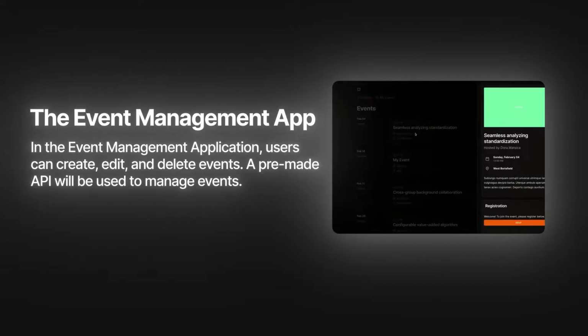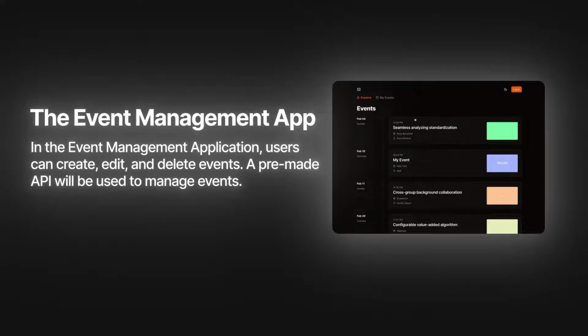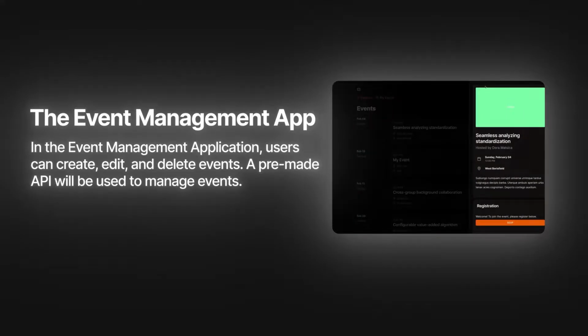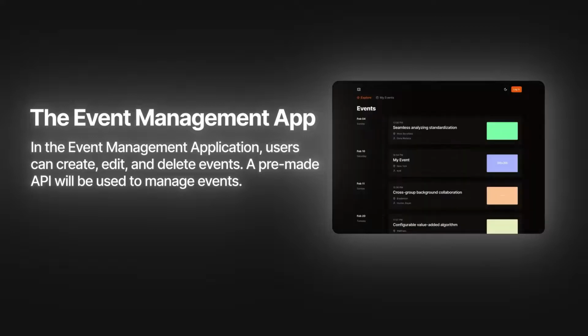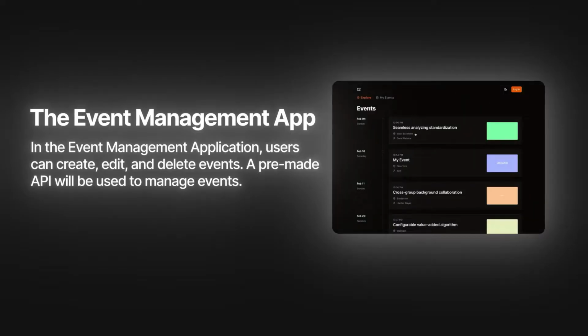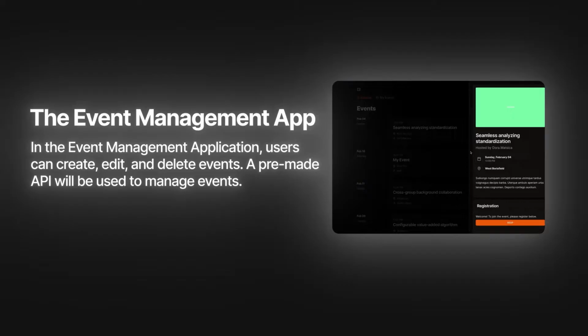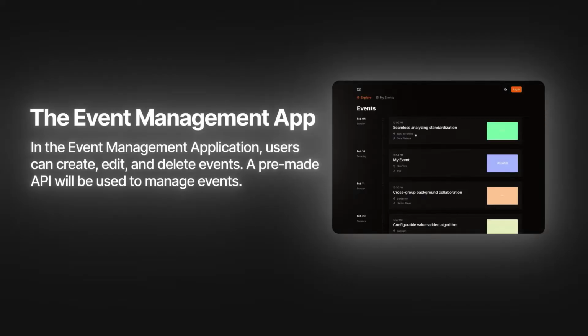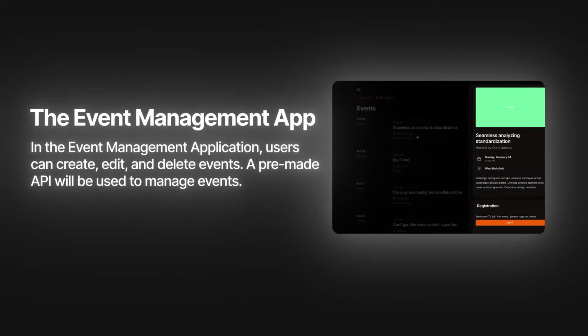A pre-made API will be used to manage events. The application features are authentication. Users can register on the site and log in. A dashboard that will allow users to create, edit, and delete events. And a user events table where users can access their events through a table that allows pagination, sorting, and filtering. A home page, which is a grid with current events that allow searching, like a timeline. You can see it here. And a join event feature, where users can register for other users' events.